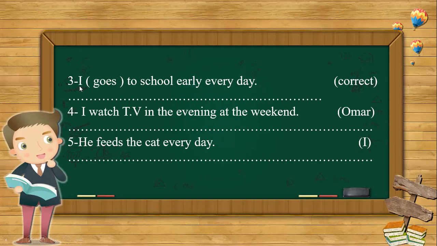So who can correct it for me? Write on the chat. Yes, it's 2 letters. Super. So it will be "I go." And the rest of the sentence is the same. I go to school early every day.